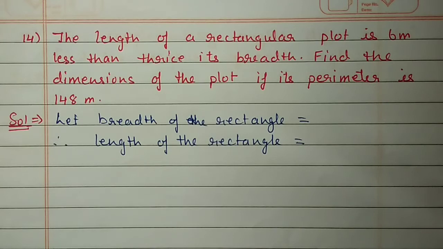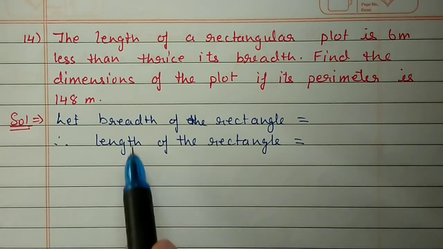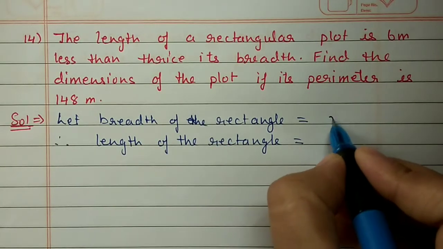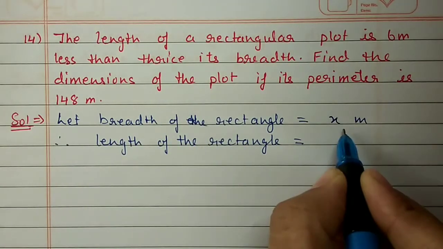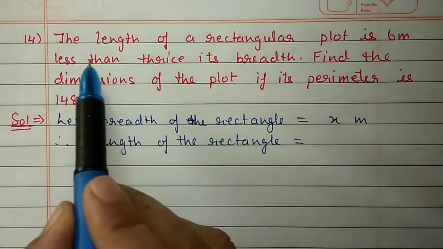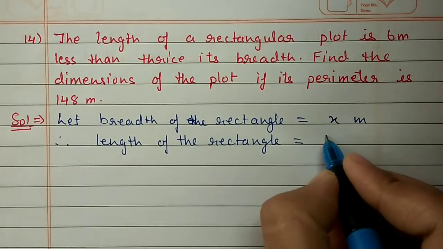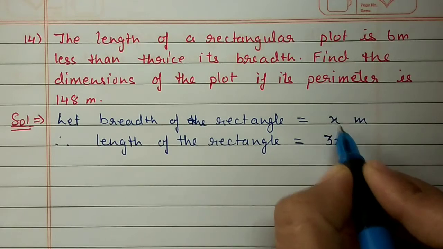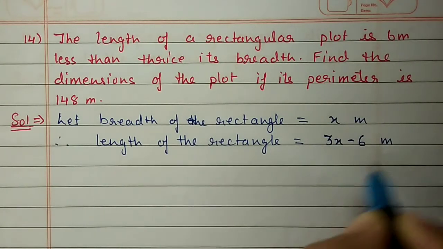Next question number 14. The length of a rectangular plot is 6 meter less than thrice its breadth. Find the dimensions of the plot if its perimeter is 148. So let the breadth of the rectangle be x meter, then length will be 6 less than thrice its breadth, means we have to do thrice of x and then we have to subtract 6.